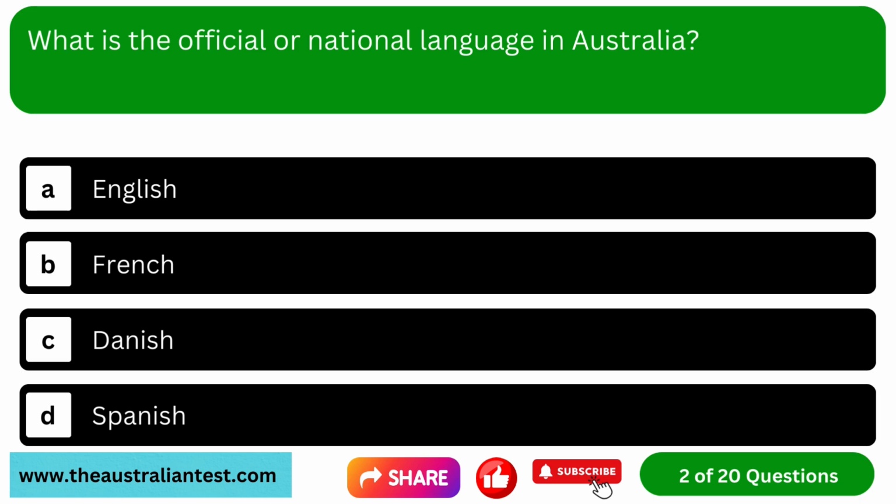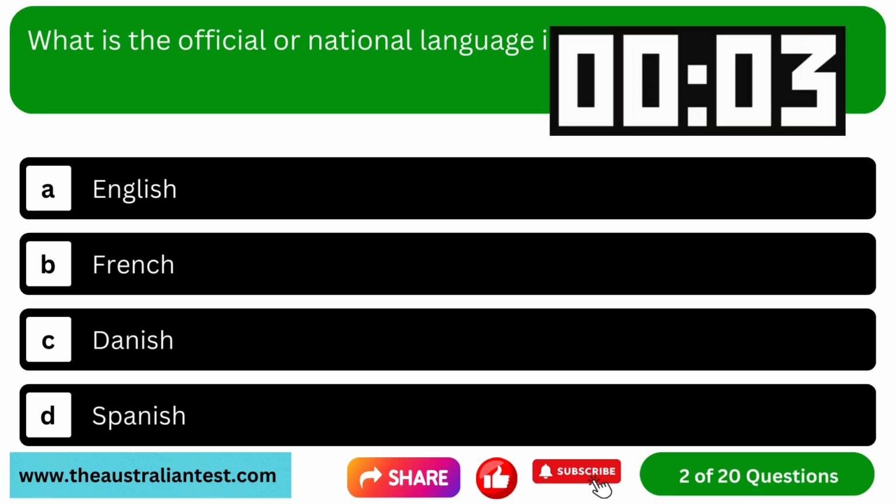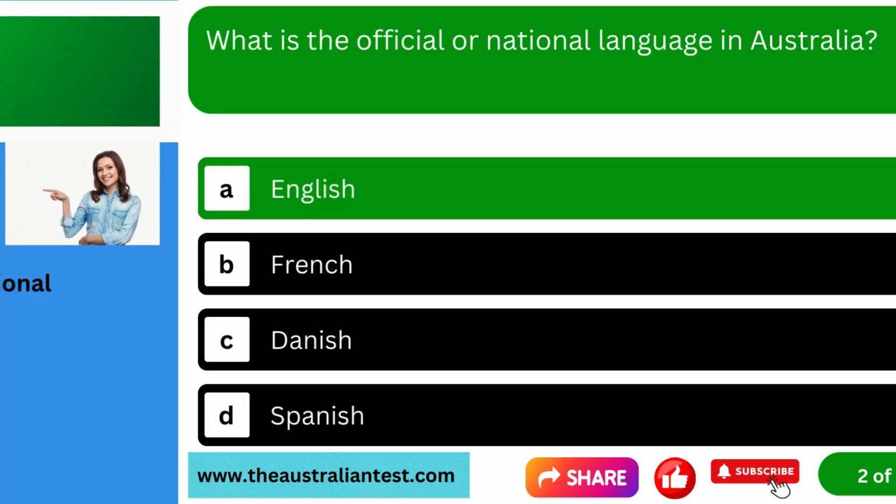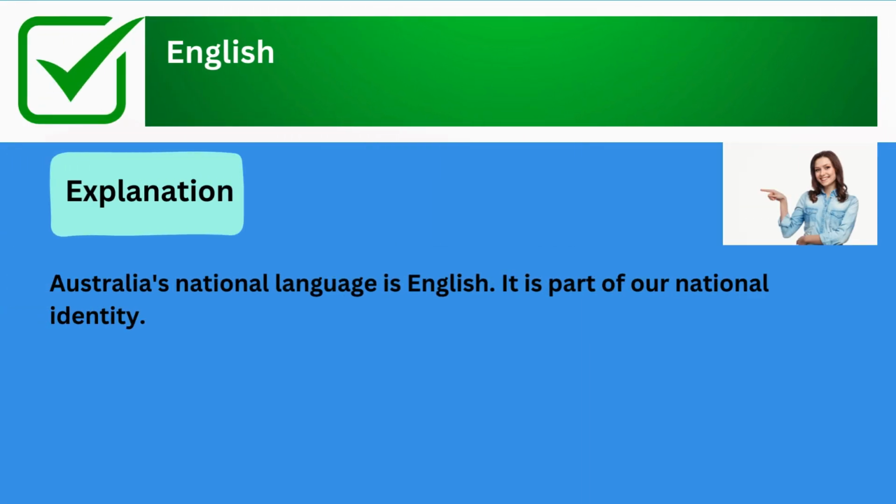Question 2. What is the official or national language in Australia? Option A, English. Option B, French. Option C, Danish. Option D, Spanish. The correct answer is English. The explanation. Australia's national language is English. It is part of our national identity.